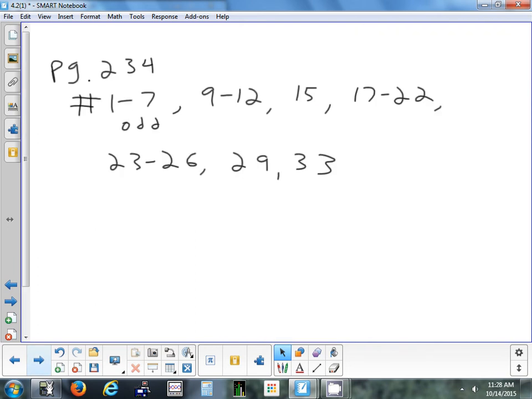All right, so the homework, it's on page 234. Okay, 1 to 7 odd, 9 through 12, 15, 17 to 22, 23 to 26, 29, and 33. Right, so we'll take a look at that first thing tomorrow, and I'll put some graph paper out in case you need that for the homework.